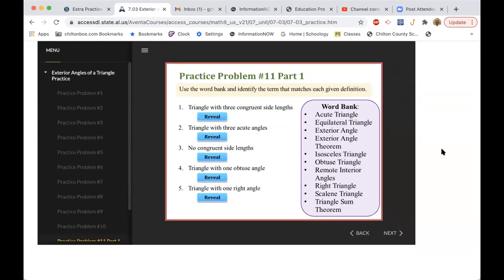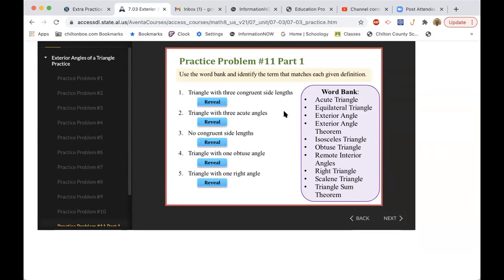Okay, this is a good vocabulary practice here. So here's your word bank. Use the word bank to identify the term that matches each given definition. A triangle with 3 congruent side lengths is, you can just think about it, you don't have to write anything, just think about what your answer would be. What is a triangle with 3 congruent side lengths? Congruent means the same. If all the sides are the same, that is an equilateral triangle.